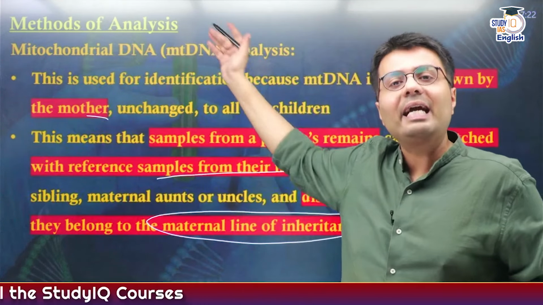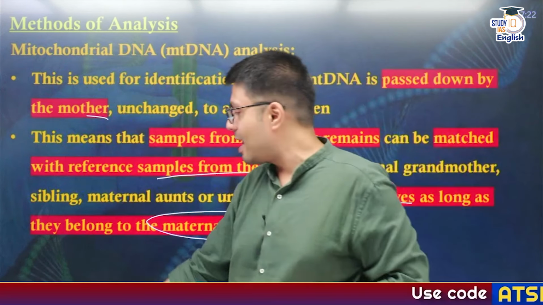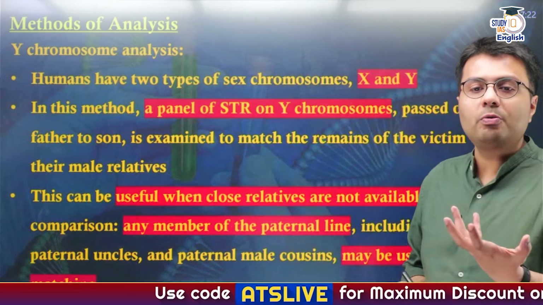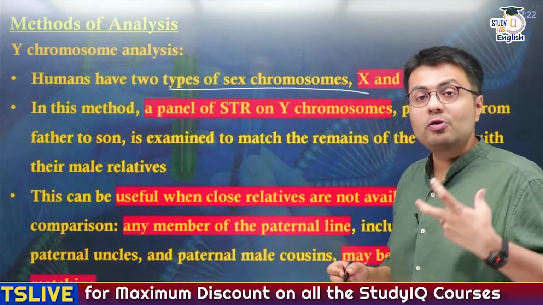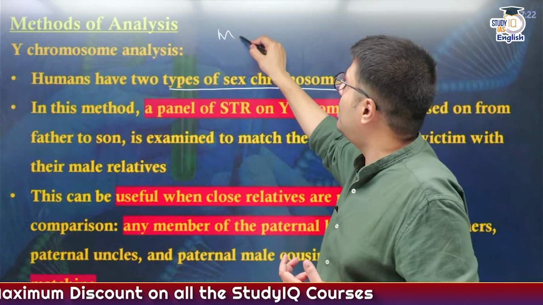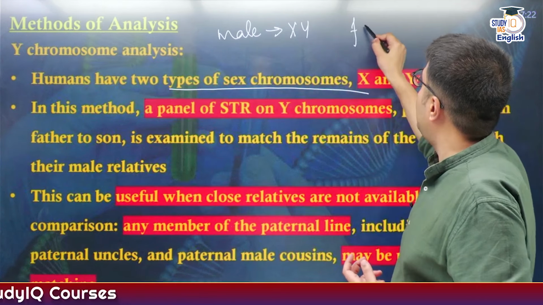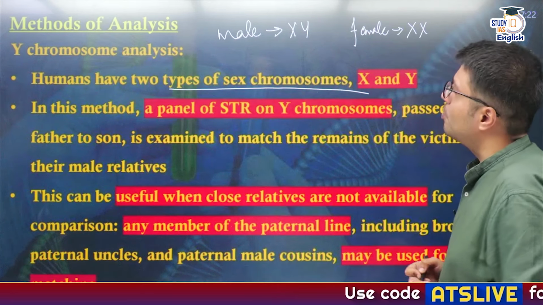So this was the second instance of conducting DNA analysis, that is mitochondrial DNA analysis. Now the third analysis method is known as Y chromosome analysis, because you understand humans are made of two types of chromosomes, that is X and Y. So a biological male will have an XY chromosome, whereas a biological female will have XX chromosomes, right?